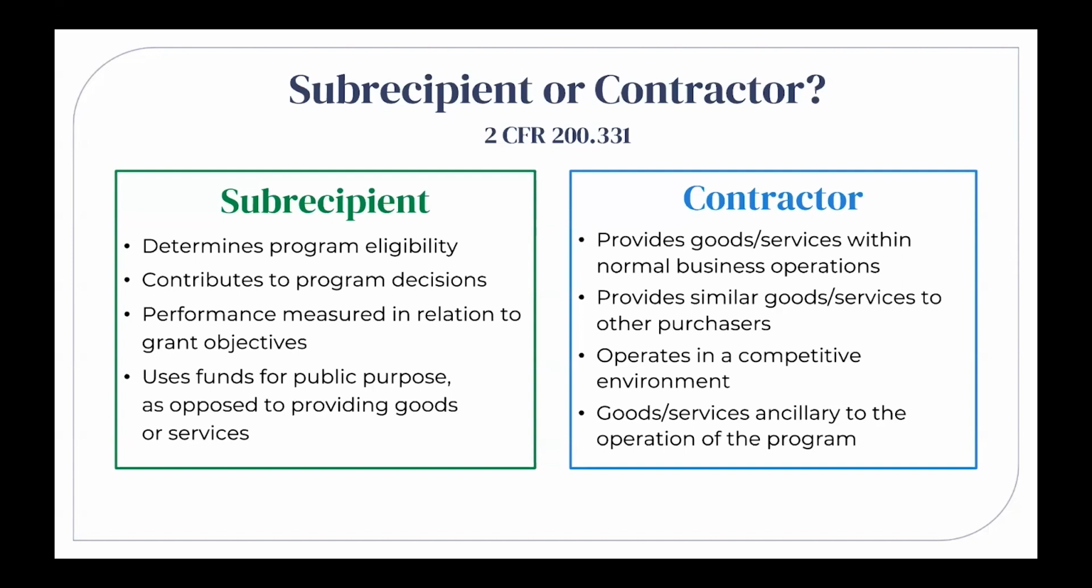Contractors, on the other hand, provide goods and services within their normal business operations, provide similar goods and services to other purchasers, and operate in a competitive environment. They provide goods and services that are ancillary to the operation of the federal program and are not subject to the federal program's compliance requirements, although similar requirements may apply for other reasons.